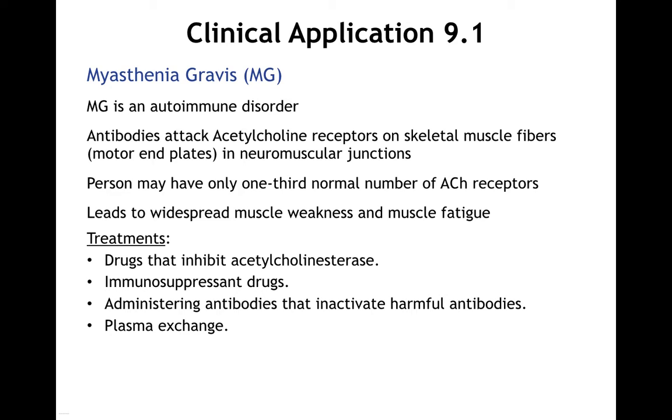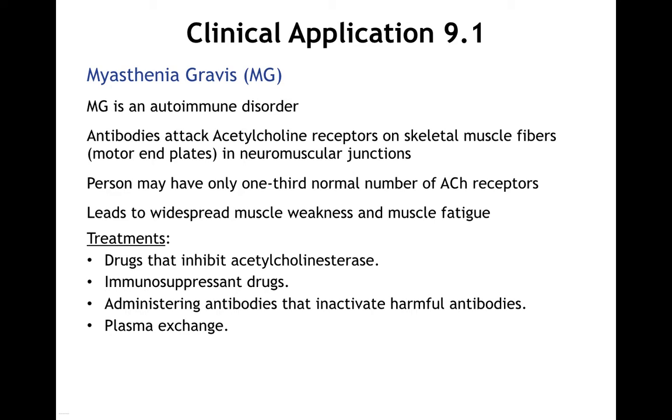Myasthenia gravis is an autoimmune disorder in which antibodies are produced that attack or bind to the acetylcholine receptors on skeletal muscle fibers, which are at that motor end plate in the neuromuscular junction. And for that reason, people with myasthenia gravis may have as little as one third of the normal amount of acetylcholine receptors, and that can lead to widespread weakness and muscle fatigue.